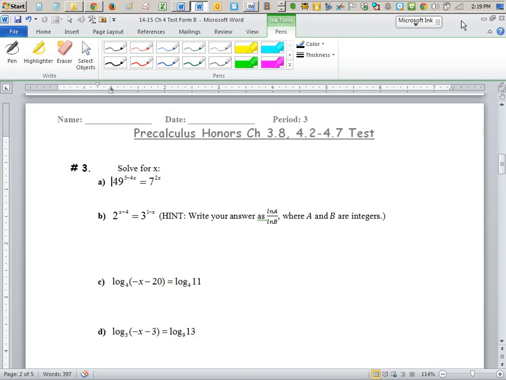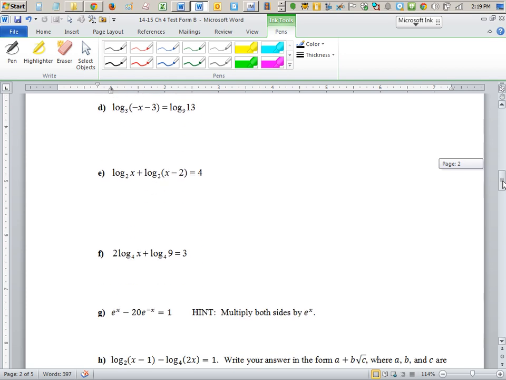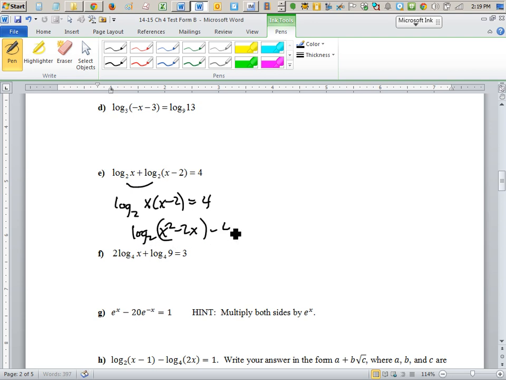So next is this problem down here, part E, I believe. And the bases are the same. There's no base on the right, but that's okay. So what I'm going to do is combine these into one log. So I have log base 2, and it's x times x minus 2 equals 4. And this gives me log base 2 of x squared minus 2x is equal to 4. And then I'll move the 2 over and bump the 4 up.